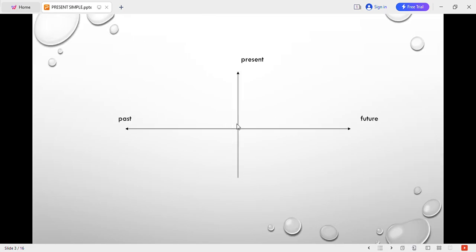Here I give some kind of diagram, and this horizontal line on my left side is past time, and then my right side is the future, and then in the middle here is present.